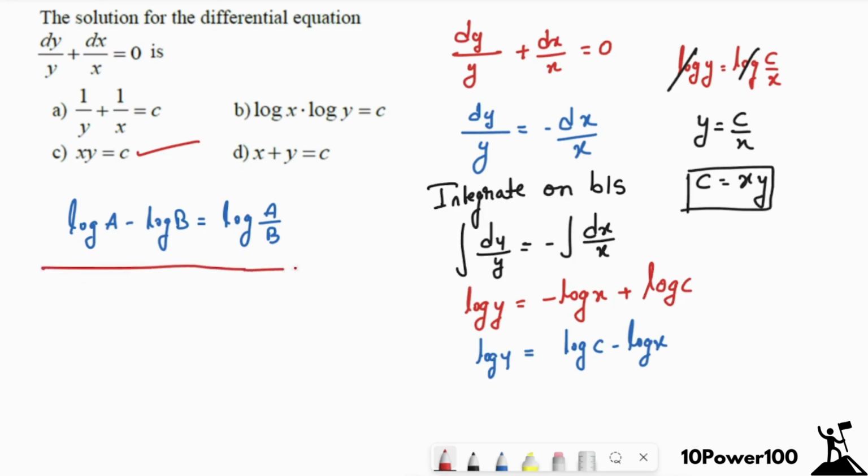Now, as an extension of this problem, I want you all to try this. The question is dy by y square plus dx by x square is equal to 0. What I want you to do is find the differential equation and solve it to the lowest form. It's only one general solution, and comment your answers in the comment section.